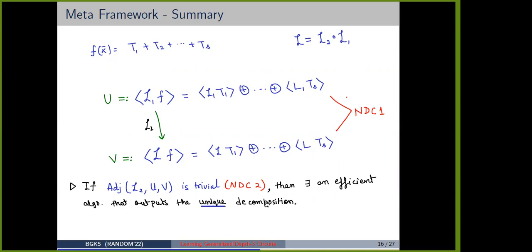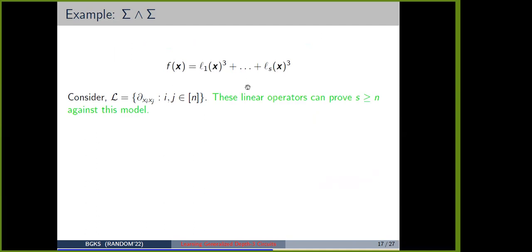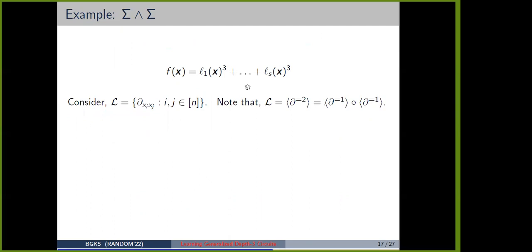And if that's the case, we can use our vector space decomposition algorithm to get our hands on these vector spaces, and hope to use these vector spaces to learn TIs. So let's see our meta framework in action using our favorite example, which is sums of cubes of linear forms. Here our linear operators would be second order partial derivatives, and you can use these operators to prove lower bounds for this model, and note that they are also compositions of first order partial derivatives.